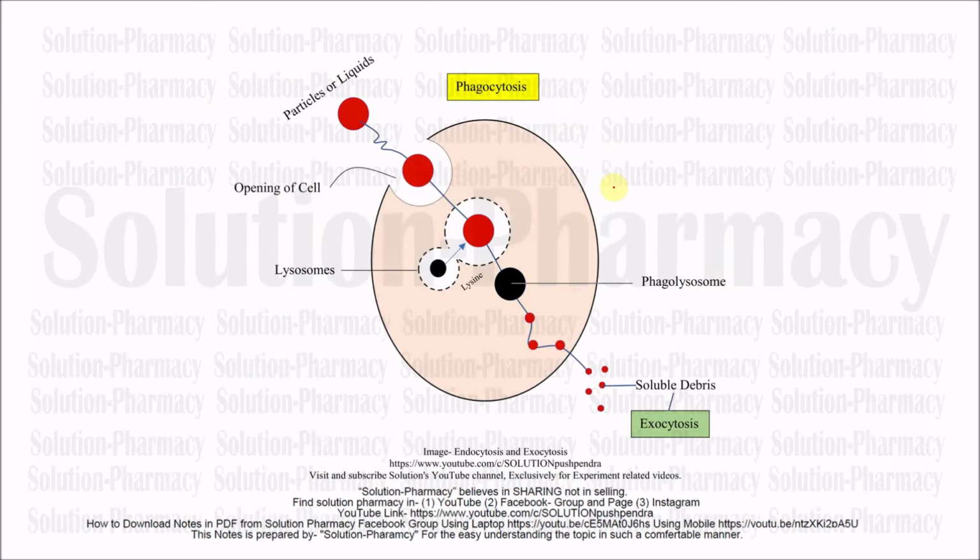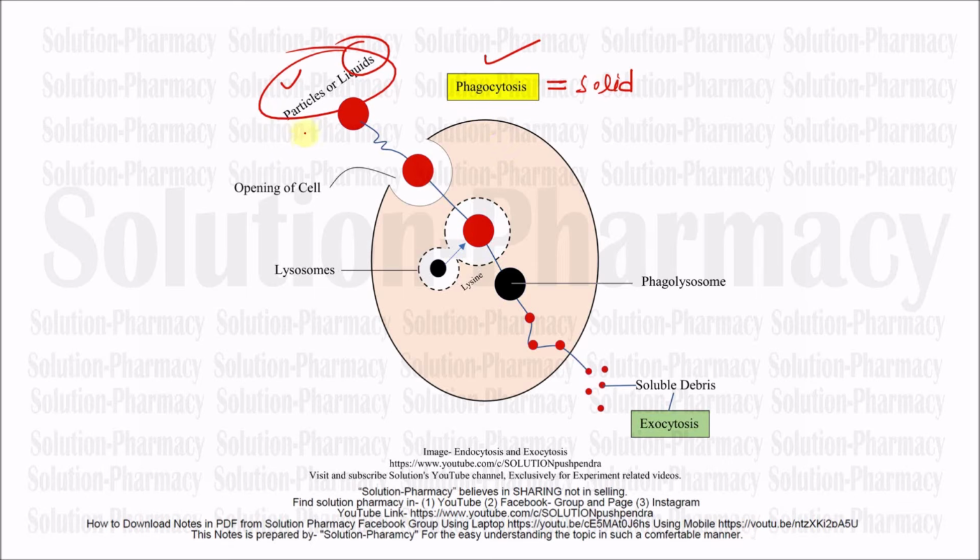Now coming to the next type, that is endocytosis, and under endocytosis there are two subtypes. The first one is phagocytosis and the other one is pinocytosis. Phagocytosis is applicable to solid masses and pinocytosis is applicable to liquid particles. Depending on the nature, if you are talking about particles, it should be phagocytosis, but if you are talking about liquid, it could be pinocytosis. If you combine both, this is considered under the endocytosis process.